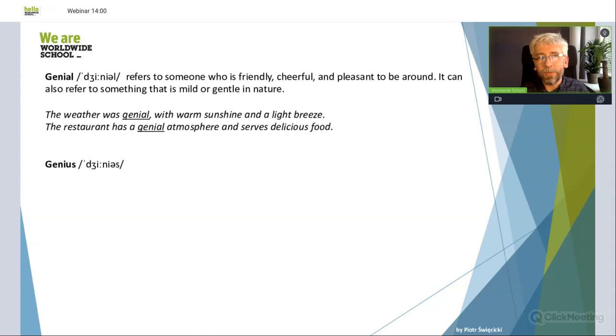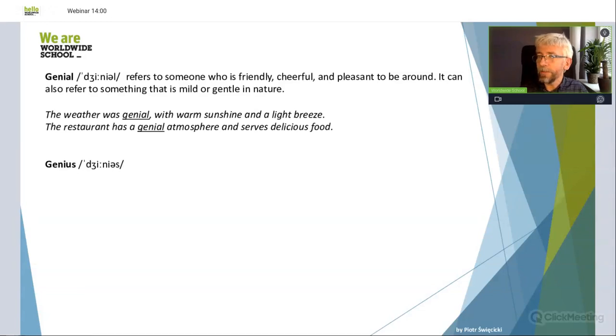Because genial refers to someone who is friendly, cheerful, and pleasant to be around. Okay? Pleasant, cheerful, and friendly. That's genial. It can also refer to something that is mild or gentle in nature. The translation would be sympatyczne, miłe. Sympatyczne, miłe, right? The weather was genial, with warm sunshine and light breeze. Genialnie. Genialna pogoda. Maybe something like this, right?